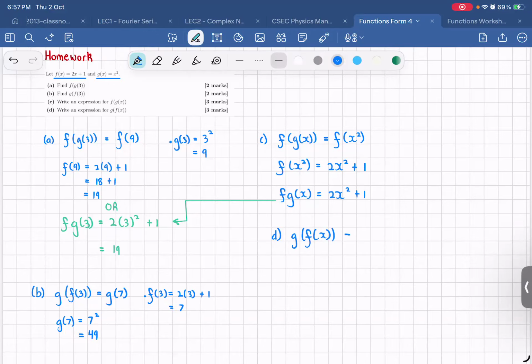So which is the inside function and which is the outer function? So f is the inside function and g is the outside.